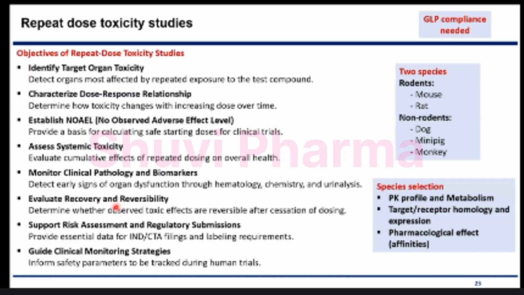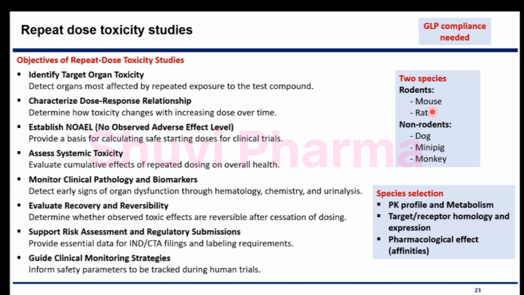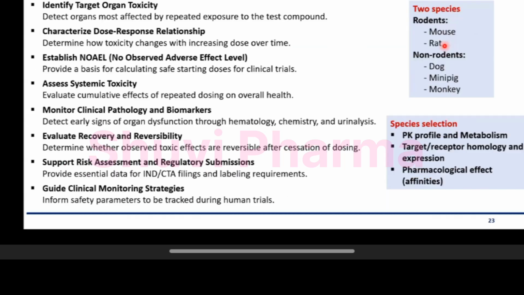As per the health authorities, you need the studies in 2 different species, one rodent and one non-rodent. Rodent can be mouse or rat, sometimes also hamster, but usually rat or mouse. And non-rodent is dog or mini pig or monkey. One of these species you have to use.